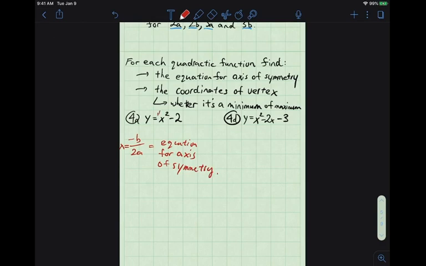So there's the a value, there's the c value, b here equals 0. As we plug it into this formula, x equals negative 0 all over 2 times 1 gives us 0 over 2, which gives us 0. X equals 0, axis of symmetry.